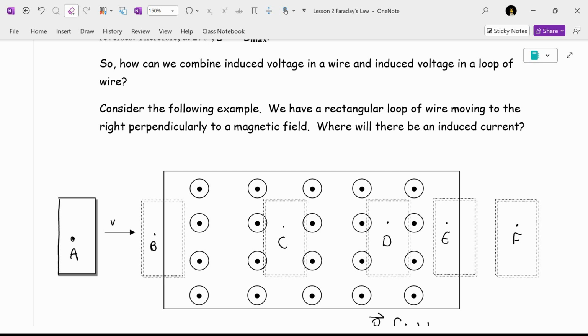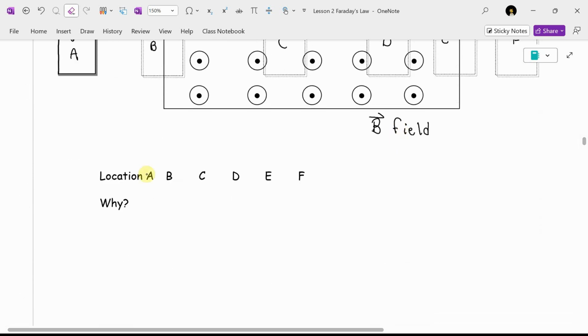Well, thanks, other classes. We have picture A, B, C, D, E, and F. And it's asking, where will there be an induced current? Which two can you say right now there's going to be no induced current because they're not even inside the magnetic field yet? Okay, so cross out A, cross out F.